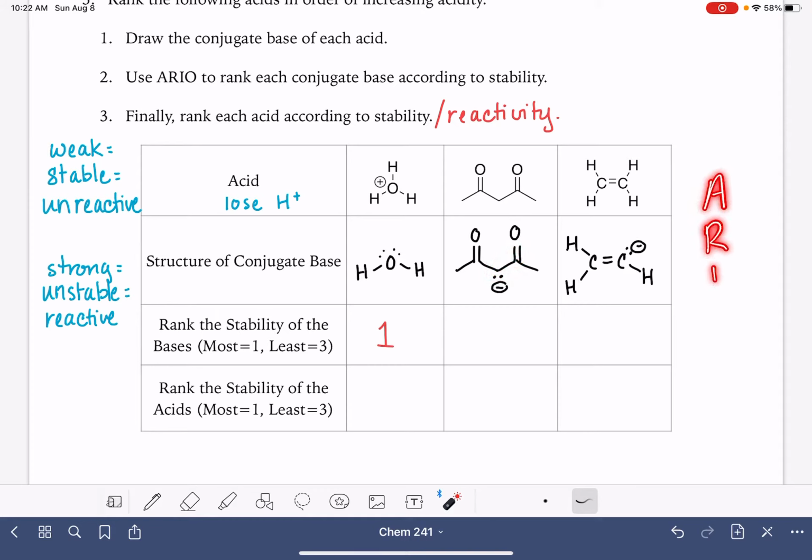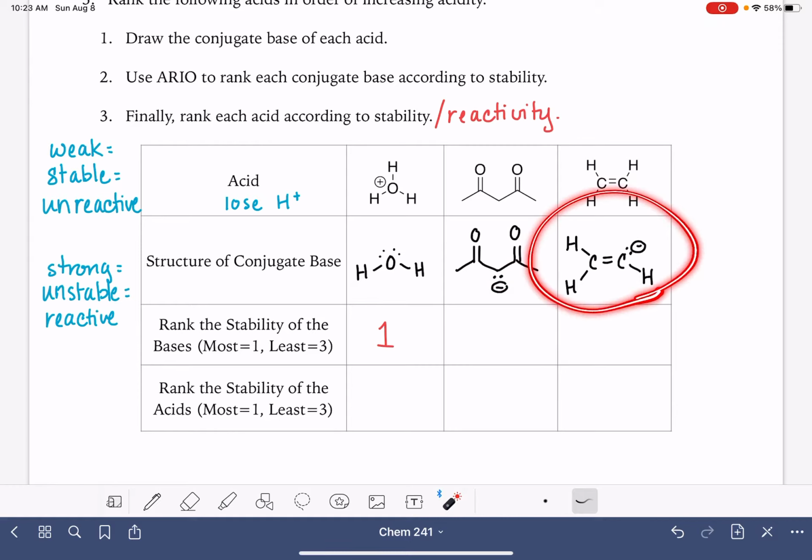When it's a tie, or when we can't use that letter to help us figure it out, we move on to the next letter in ARIO, which is R, which stands for resonance. We are looking for resonance structures. The more, the better. This molecule right here has a lot of good resonance structures. We can take this lone pair of electrons and delocalize it to make a carbon-carbon double bond, as long as we move these electrons out of the way and put a negative formal charge on the oxygen atom. We could also do that in the other direction. So lots of good resonance for this guy.